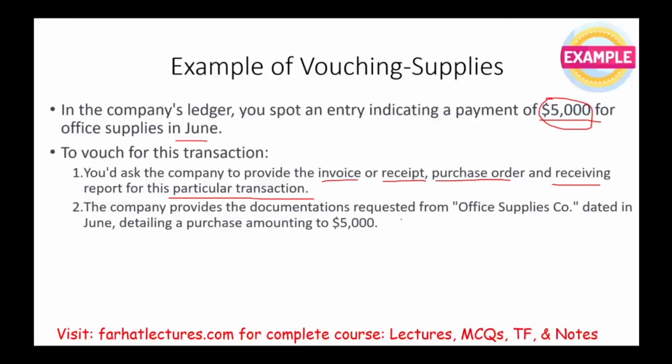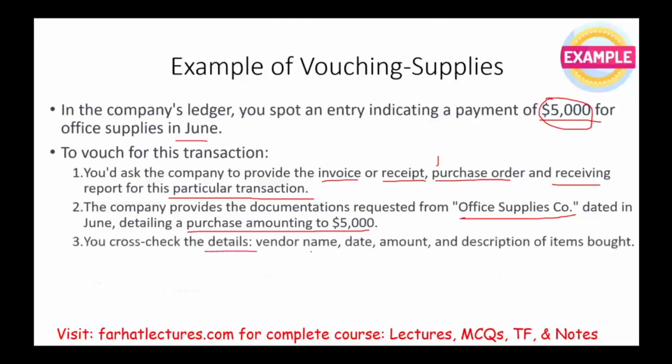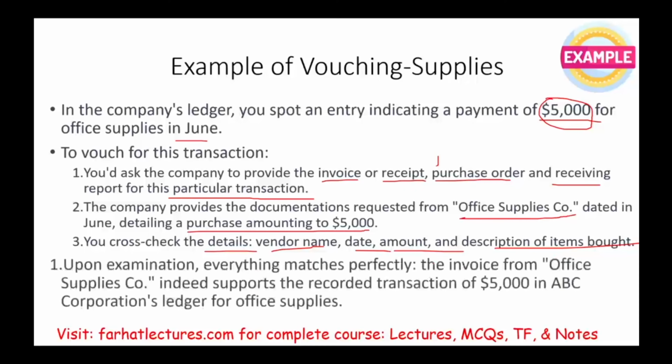The company will provide the documentation, and we purchased from Office Supplies Company, and we look at the date detailing a purchase amounting to $5,000. We would look at everything: the purchase order, the receiving report, the vendor invoice. If everything matches, you cross-check the details: the vendor name, date, amount, and description of items bought. If everything is good, you vouch for that $5,000. Upon examination, everything matches perfectly. The invoice from Office Supplies indeed supports the recorded transaction of $5,000 in the cash disbursement journal.